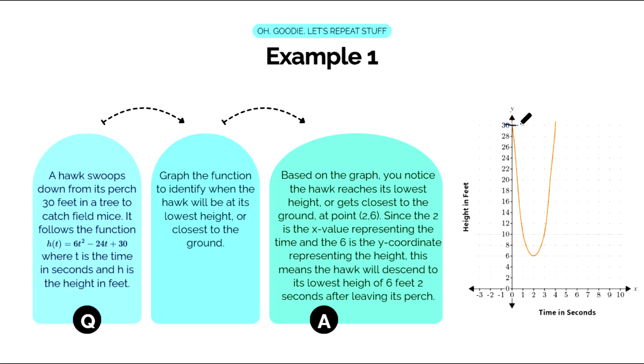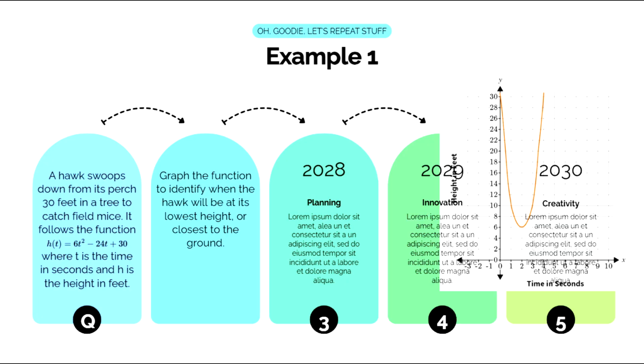So you can see here, this is where the hawk launches from. This is where he's at his lowest, which is 6 feet. And it's at 2 seconds after he launches, he'll be 6 feet from the ground, which is the lowest point. Okay, that's the whole shebang. That's it. And then apparently this is just garbage.